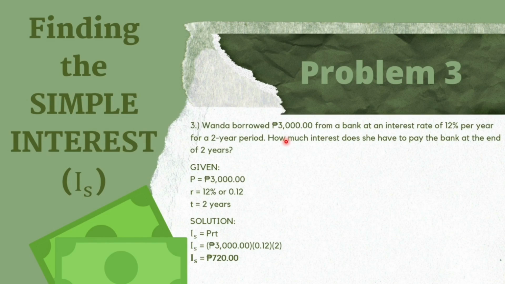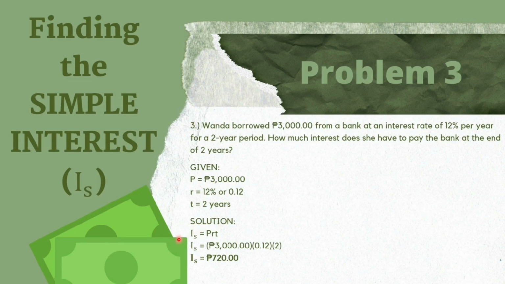Now let's head on to problem number 3. Wanda borrowed 3,000 pesos from a bank at an interest rate of 12% per year for a 2-year period. How much interest does she have to pay the bank at the end of the 2 years? So we have here the given: principal of 3,000 pesos, rate of 12%, or when divided by 100 would equal 0.12, and the given time, or t, is 2 years.